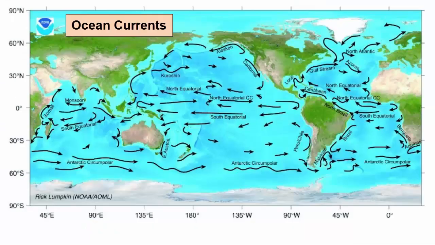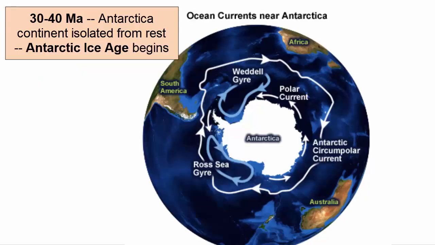Ocean currents help distribute heat. When ocean currents are trapped by land masses that move through plate tectonics, it can be harder to distribute heat across the planet, and some areas will be isolated and cooled. That's what happened to Antarctica about 30 to 40 million years ago when it separated from the remnants of Pangaea. As a result of this isolation, the ice age in Antarctica began at that time.